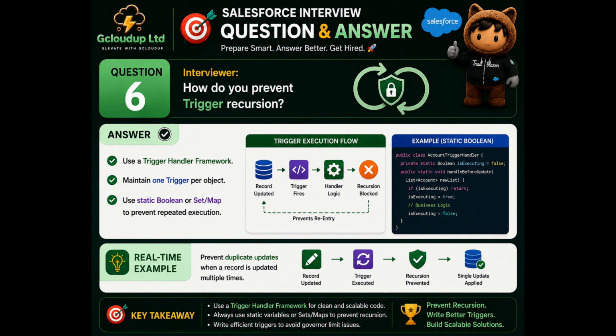And also use a static variable to check whether the variable is updated as true or false before calling the update method. That one we can use, and we can avoid the trigger recursion.